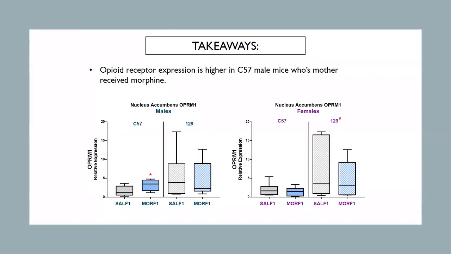And the takeaways from that data were just that opioid receptor expression is higher in C57 male mice whose mothers received morphine. So if you see here, all the C57 males whose mother received morphine, regardless of whether they received morphine or saline in their lifetime, their receptor expression was higher. But if their mothers received saline, they were just predisposed to have lower expression of the receptor in their brain.